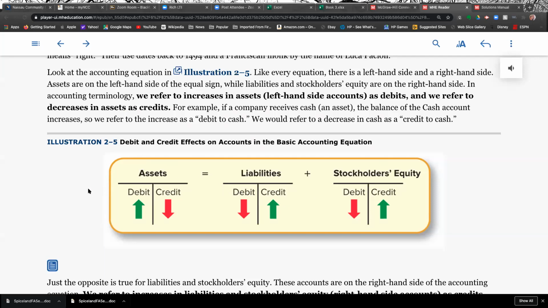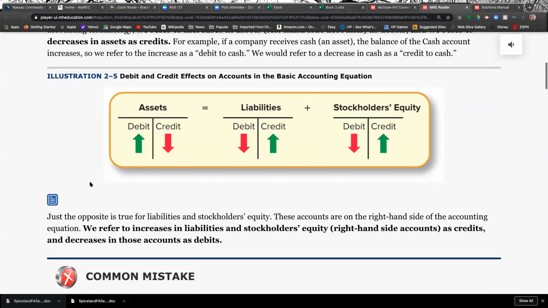Debit and credit. Debit doesn't necessarily mean increases, and credit doesn't necessarily mean decreases. Debit means left, and credit means right. So if somebody says to you, debit that account, what does that mean? That means they want you to write a number on the left-hand side of the account. Now, in the case of assets, debits increase the account, and credits decrease the account. But in terms of liabilities and stockholders' equity, it's the opposite: debits decrease the account, credits increase the account.